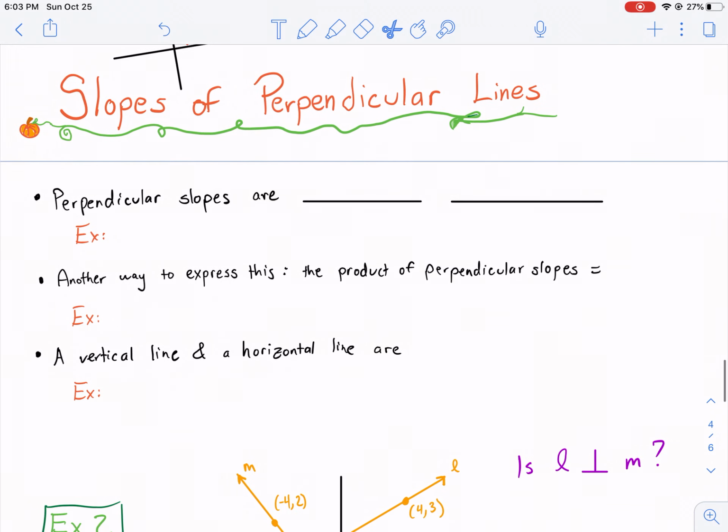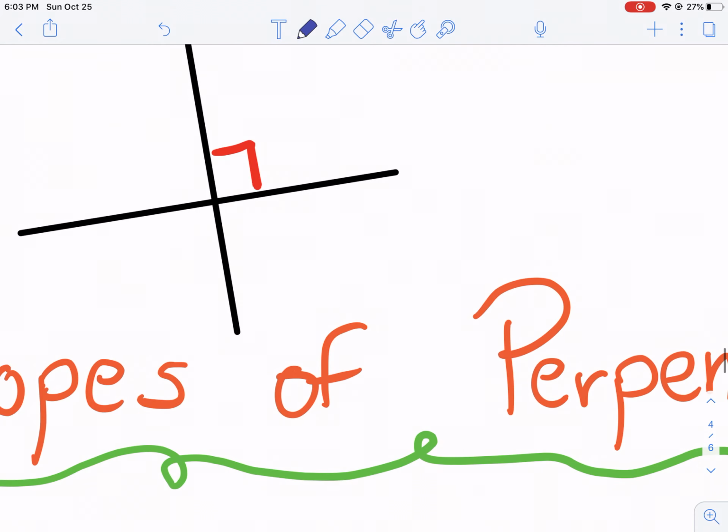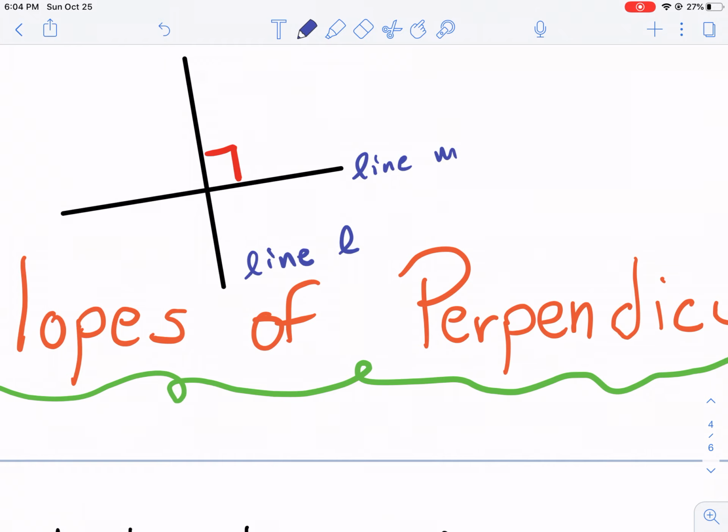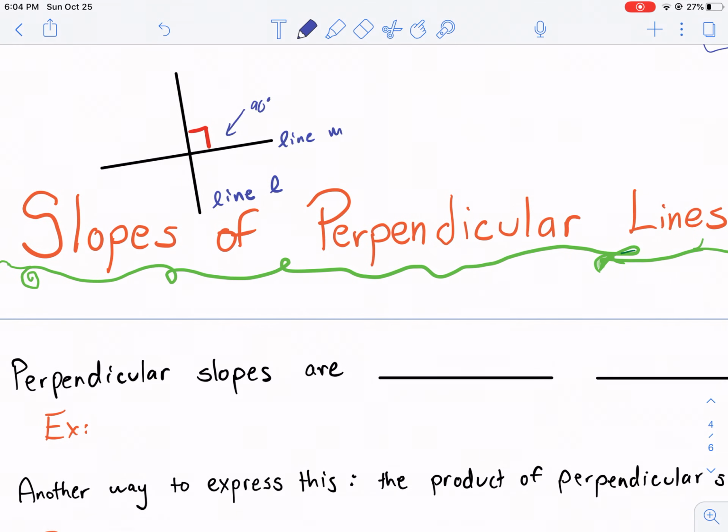So perpendicular slopes, what are they? Well, first off, they form a 90-degree angle. If we have a line here, let's call this line M, and let's be real original and call this one line L. Ooh, super original. So line M and L are perpendicular if they meet at 90 degrees. Now, how do their slopes differ? They're not the same. If they're the same, they're parallel.